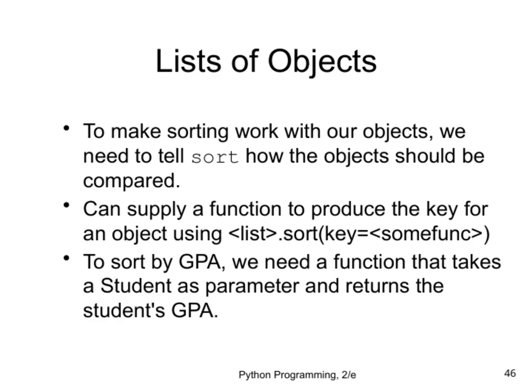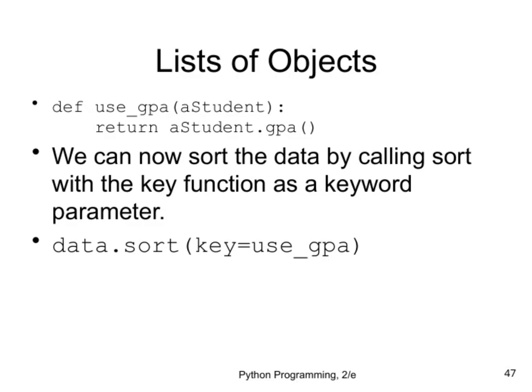For example, if we want to sort students by GPA, we need a function that takes a student object as a parameter and returns that student's GPA. This way, the sort method knows to compare students based on their GPA, rather than their default ordering or object memory addresses. Using keys gives us a flexible way to define custom sorting criteria for any kind of object in our programs. Now let's look at how we can sort a list of objects using a key function.